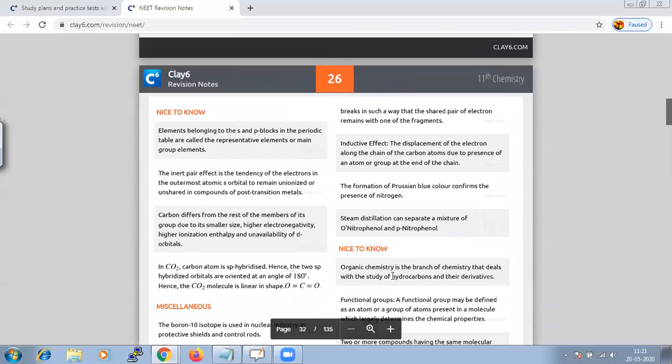And when we talk about carbon, carbon differs from the rest of the members of its group due to its smaller size, high electronegativity, higher ionization enthalpy, and unavailability of d orbitals. So when we talk about carbon dioxide, the carbon atom is sp hybridized, because the two sp hybridized orbitals are oriented at an angle of 180 degrees, giving it a linear shape.